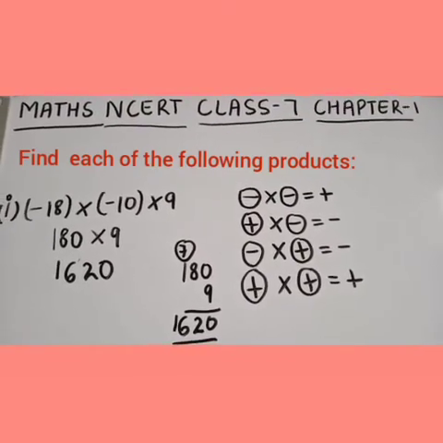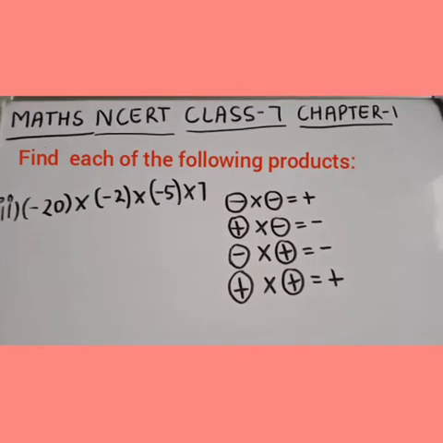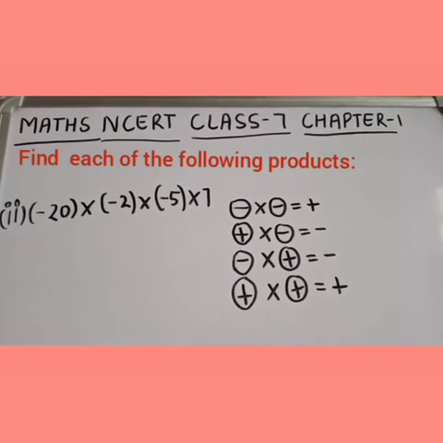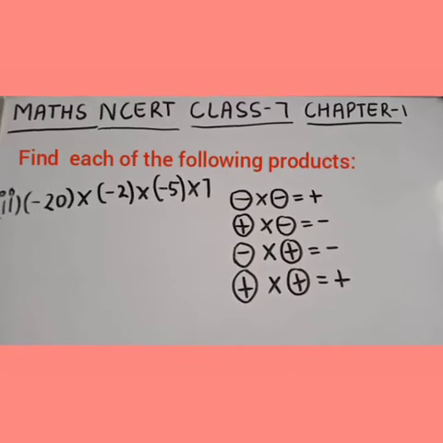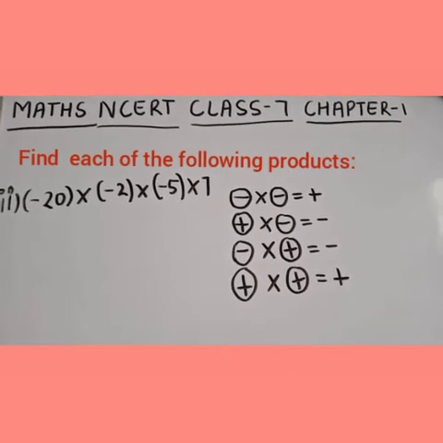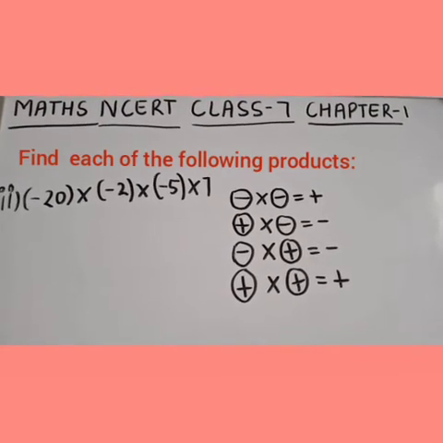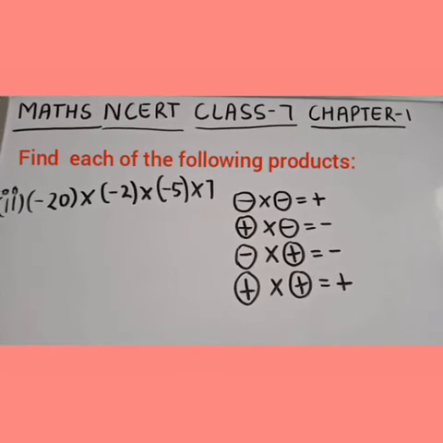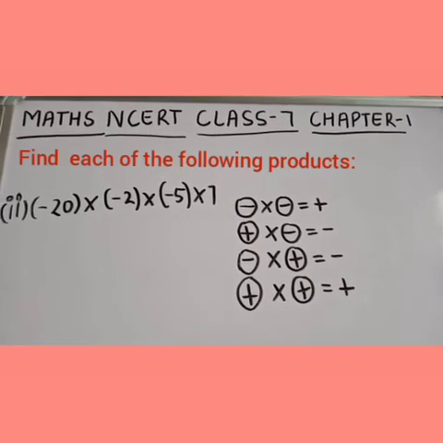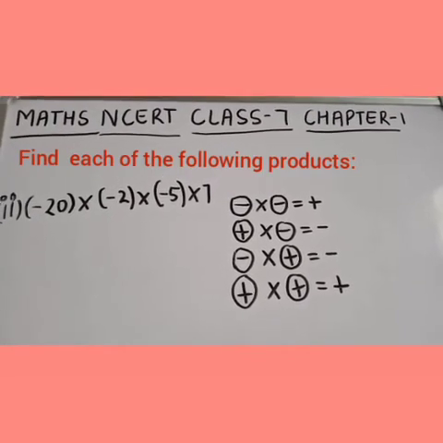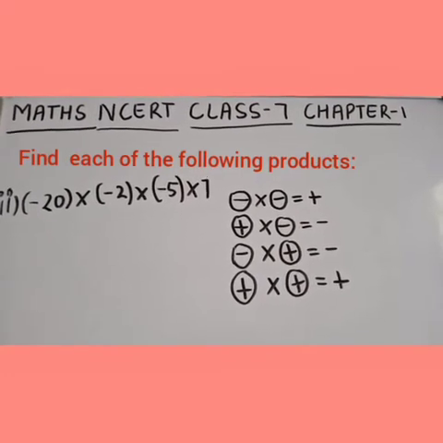Now let's come on to the second part. The second part says minus 20 into minus 2 into minus 5 into 7. Now this part also we have to do like we have done the previous part. First of all, we will multiply minus 20 and minus 2. Then we will multiply the product by minus 5. And then we will multiply the product by 7, as we do in the normal multiplication of numbers.